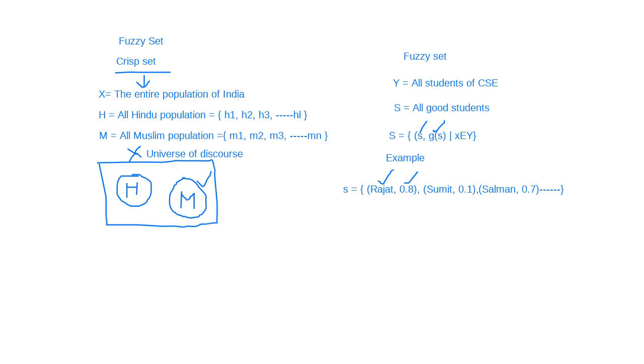Rajat is good, so how much good is he, right? And Sumit, how much good is he? Then you have to define the degree, which is called the membership value or measurement value. Dear students, getting it? So a fuzzy set is an ordered pair of elements, right? These are the fuzzy elements: element 1, element 2, element 3, and so on, and S is the fuzzy set.